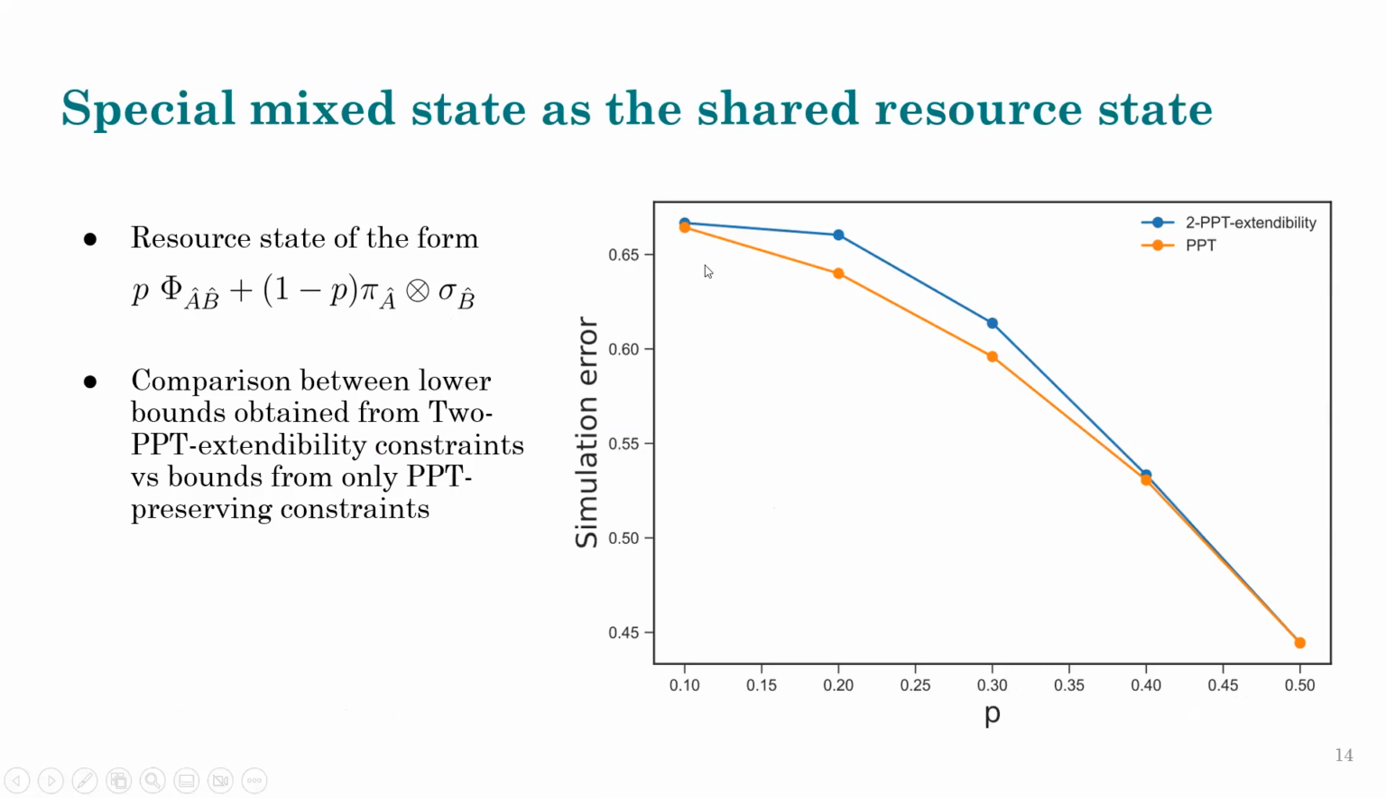And so we compare the bounds that we get if we just use PPT preserving conditions, and if we use two-PPT extendability conditions. And we can see that for low values of P, two-PPT extendability gives a better bound than just PPT conditions.